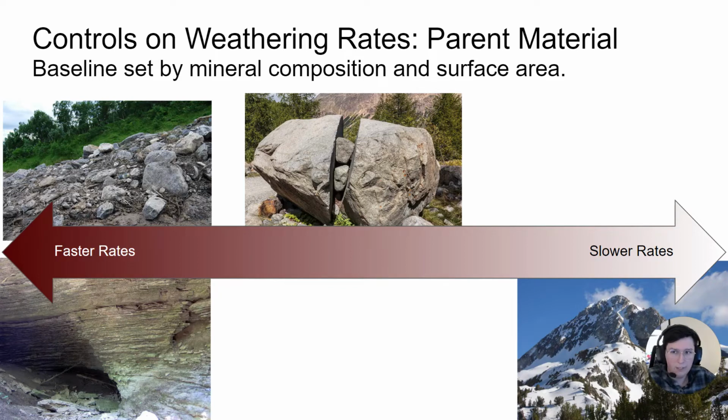So on our continuum here of really fast weathering to really slow weathering, starting on the left here on the top, that is a big old pile of glacial till. So that's ground that a glacier has already mechanically weathered. And you can see that all the rocks in it have been broken up, and there's a bunch of loose sediment and whatnot. And so that has a lot of surface area and will weather very quickly.